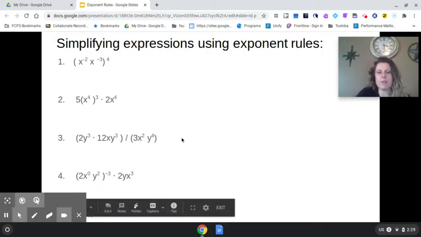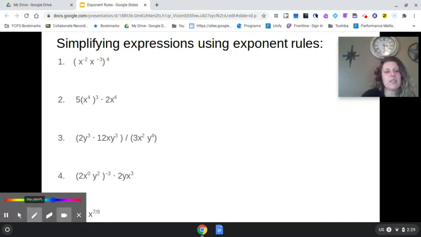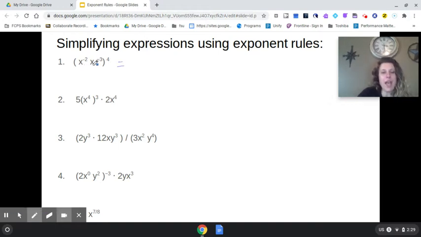Okay, let's apply some of those rules to algebraic expressions. So here we have x to the negative 2nd power times x to the negative 3rd power inside the parentheses, and that's being raised to the 4th power. Let's go ahead and simplify what's inside the parentheses first. So we know when we multiply same base exponents, we are going to add those exponents together. So this would be x raised to the negative 2nd plus negative 3rd. So that would give me negative 5 as the power, and that's being raised to the 4th.